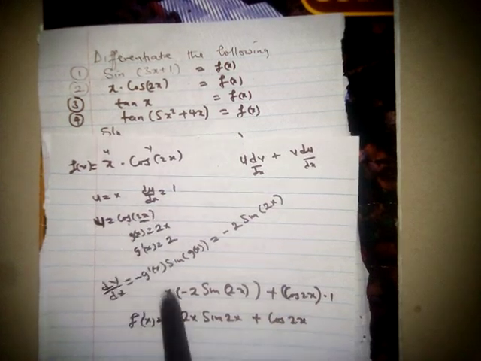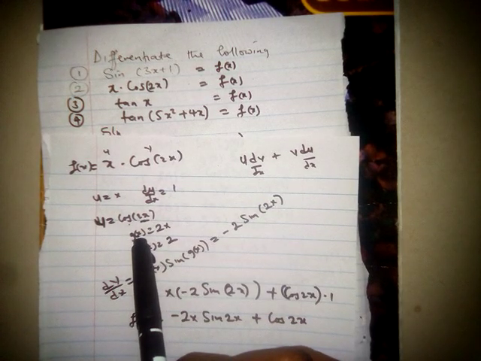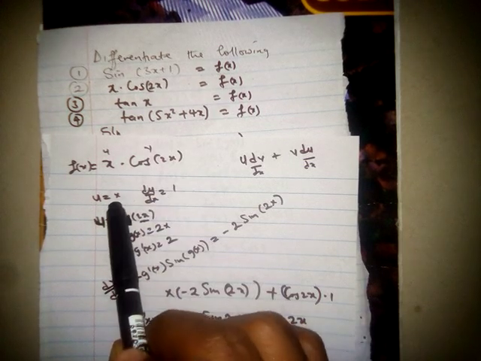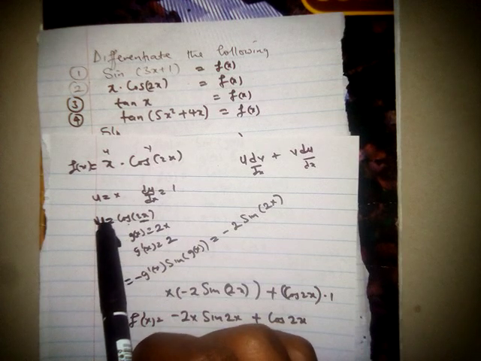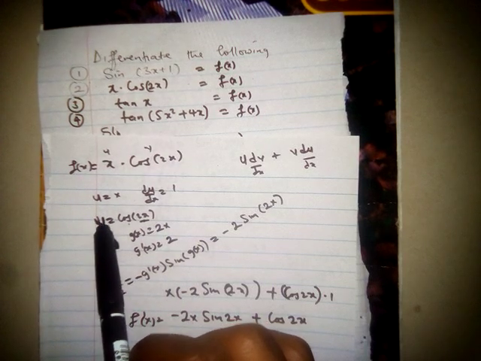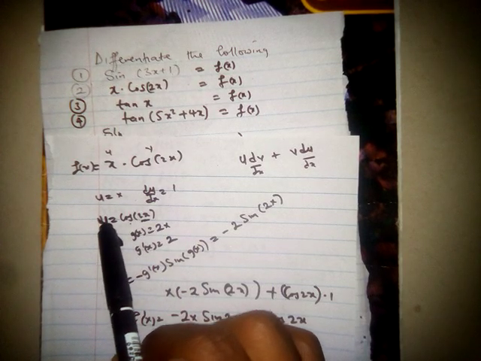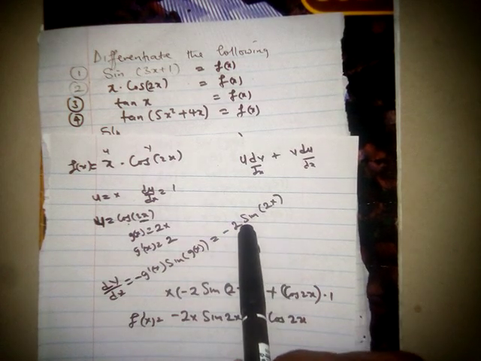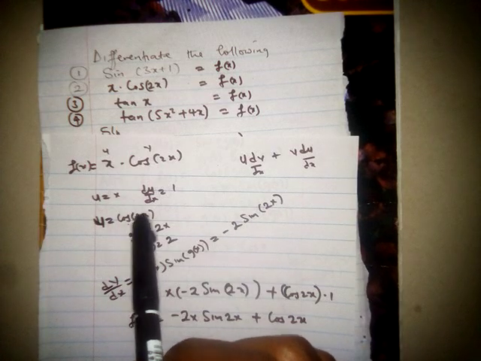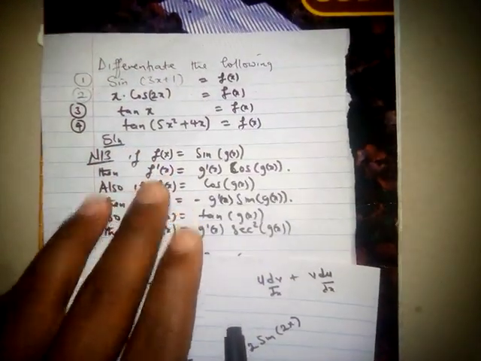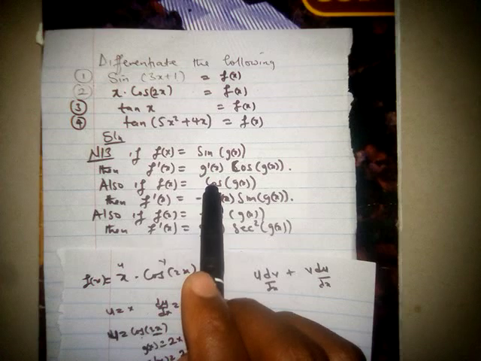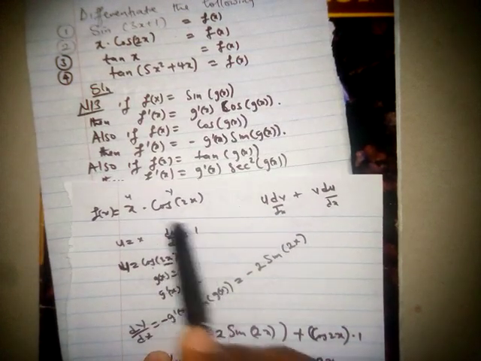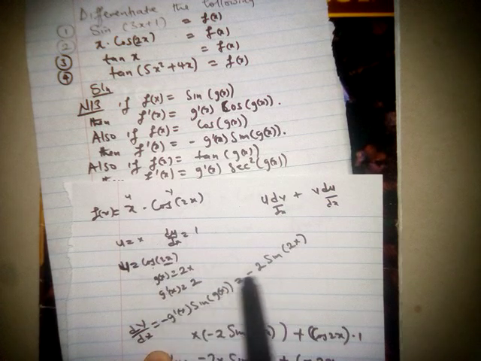So my du dx is 1. If you differentiate u with respect to x, you have 1. And if I differentiate v with respect to x, I have minus 2 sine 2x. How did I get this minus 2 sine 2x? Recall that my formula says if the function is of this form, cos g of x, so I have cos 2x.